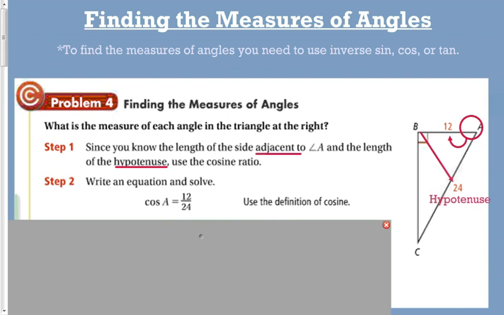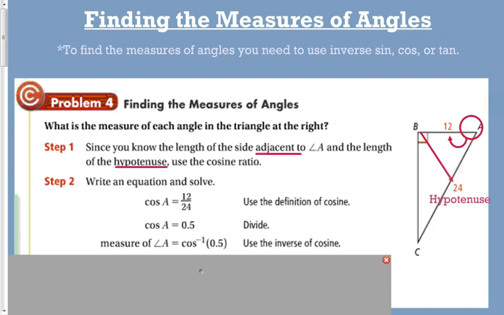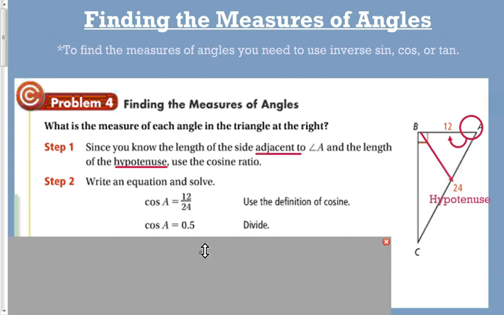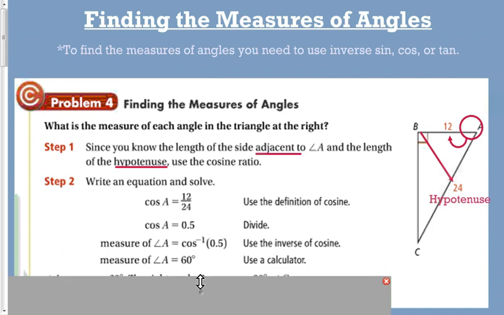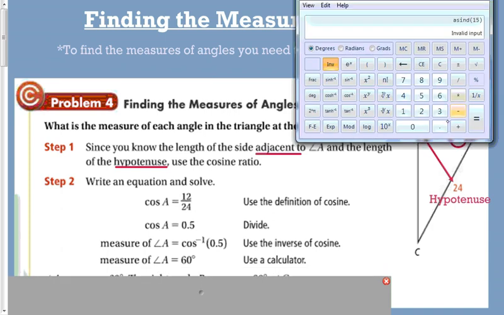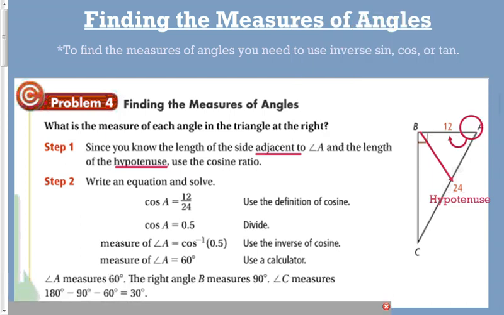So we're going to write and solve this. Cosine of A is equal to 12 over 24, or 1 over 2, or 0.5. And we know the cosine of A is equal to 0.5, but we want to know what A is. We have to use the inverse operation, which in this case is the inverse cosine. So measure of angle A would just be equal to the inverse cosine of 0.5, and we plug that in, you get 60. So let's double check on here. Let's clear this, 0.5 inverse cosine is equal to 60. So this angle measure there was 60.